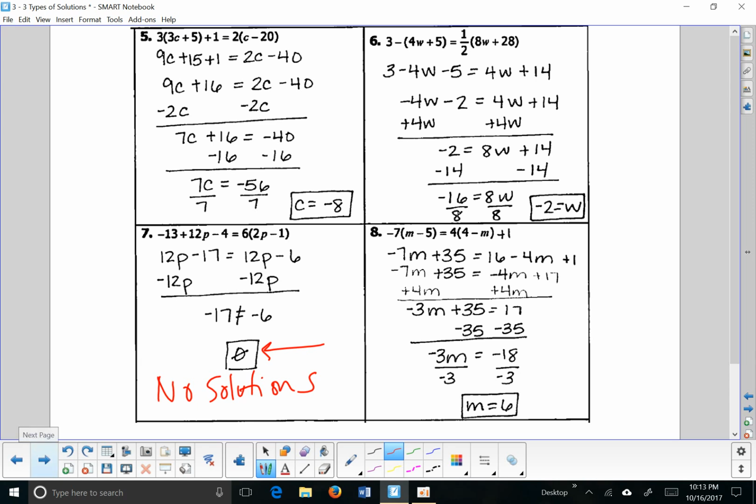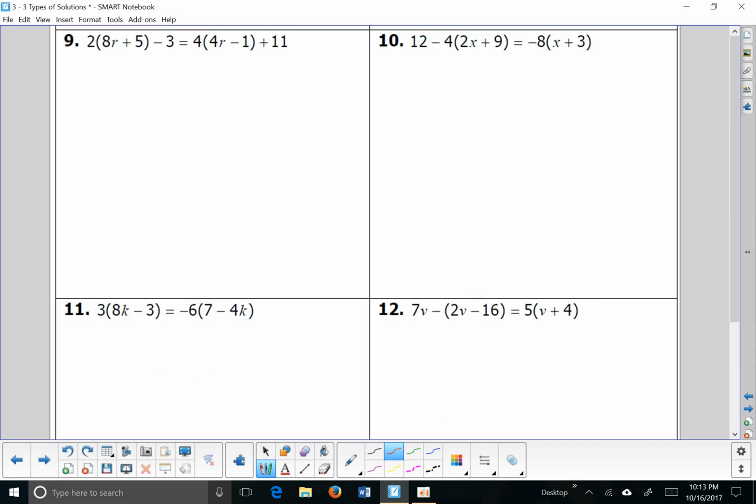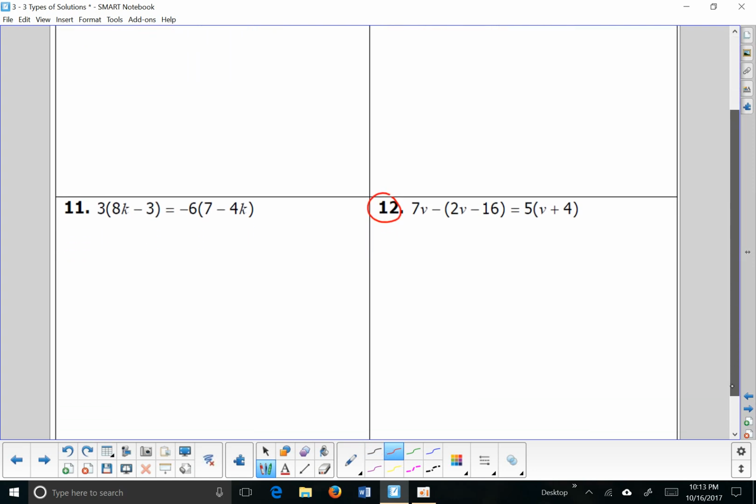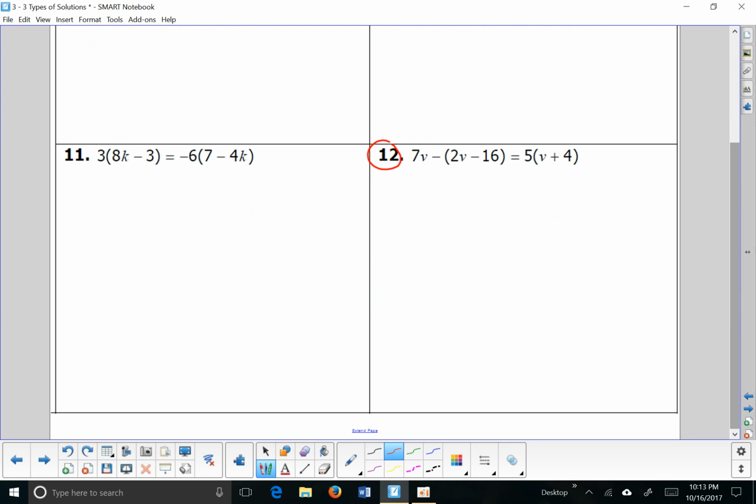All right, let's give these last 4 a try. So we have 9, 10, 11, and 12. I think I'll try number 12 for you. Okay, so number 12, let me scroll up to give myself some room here. I've got to distribute here, but remember, this 7v is not touching the parentheses. This minus sign is, so I'm going to fill in that invisible 1 again. 7v, distribute this negative 1, distribute it again, and watch your signs.